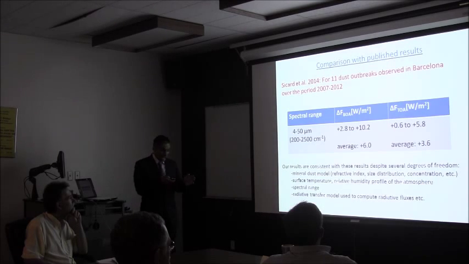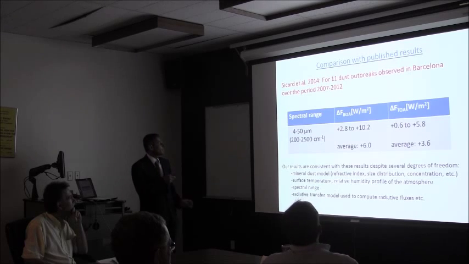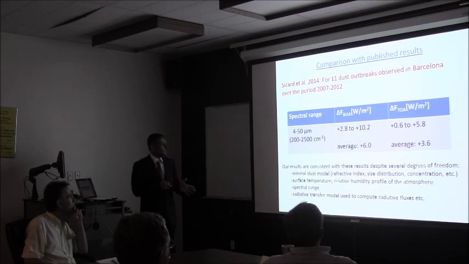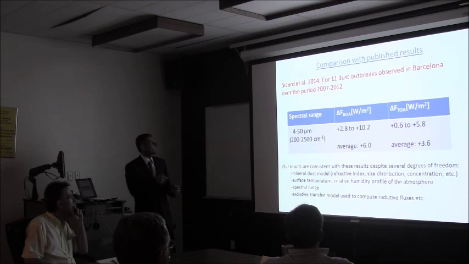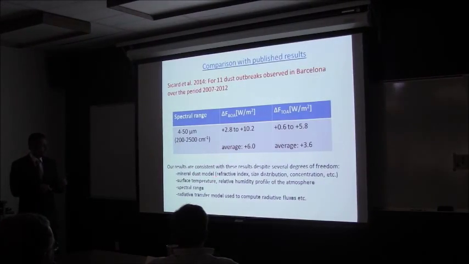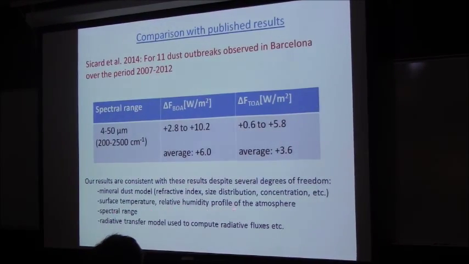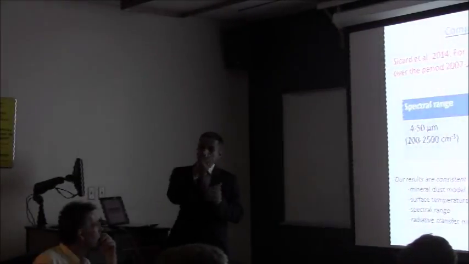Now, I'd like to compare our results with the published results by Sicard and others in 2014. These are the results. This is the BOA radiative forcing, this is TOA radiative forcing. Based on these results, we can draw that conclusion. And these are based on 11 dust outbreaks observed in Barcelona over that period. Our results are consistent with these results, despite several degrees of freedom. Number one, mineral dust model, including refractive index, size distribution, concentration, etc. Surface temperature, relative humidity profile of the atmosphere, spectral range, radiative transfer model used to compute radiative fluxes, etc. These are the variables that can be different between theirs and our model.